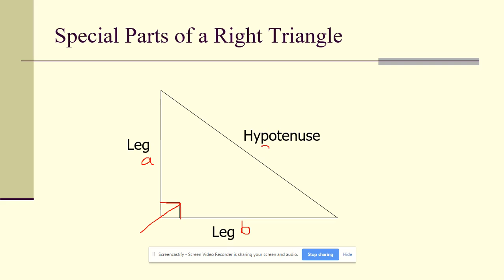The hypotenuse is labeled with letter C, and that forms our Pythagorean theorem of a squared, which is the square of the one leg, added to the square of the other leg, b squared, and that sum will always be equal to the hypotenuse squared, c squared.